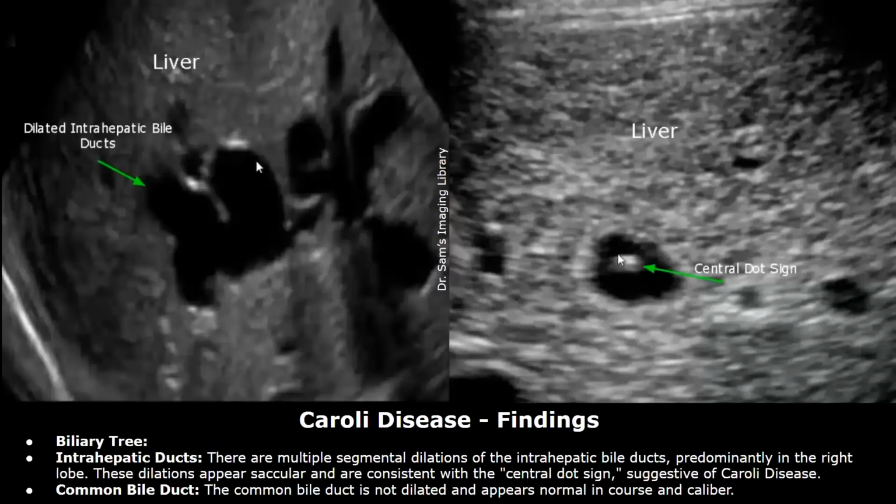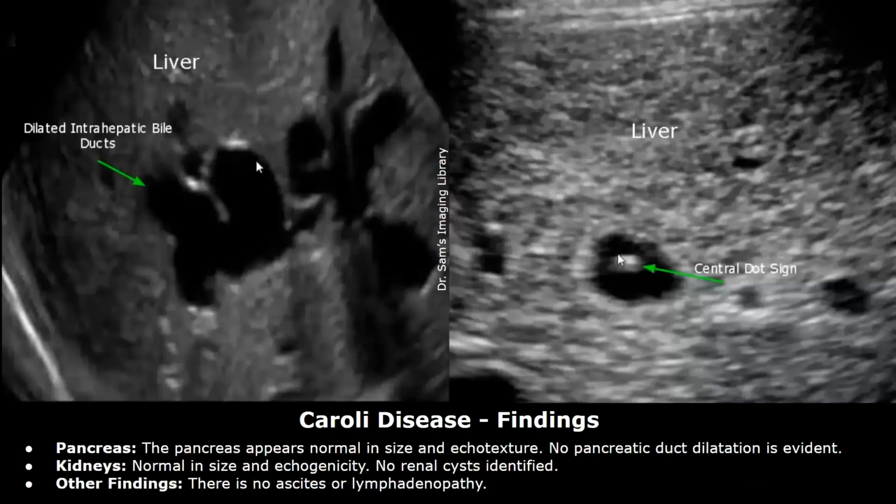Intrahepatic ducts. There are multiple segmental dilations of the intrahepatic bile ducts, predominantly in the right lobe. These dilations appear saccular and are consistent with the central dot sign suggestive of Caroli disease. The common bile duct is not dilated and appears normal in course and caliber. The pancreas, kidneys, and other abdominal structures are all normal.